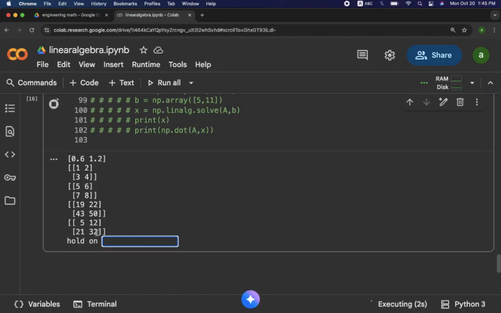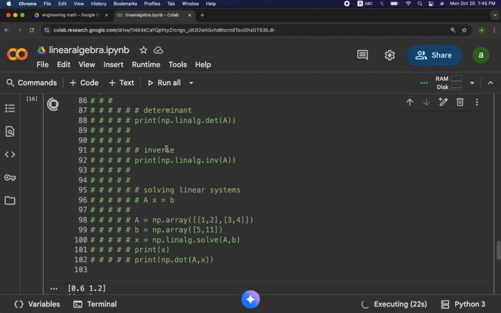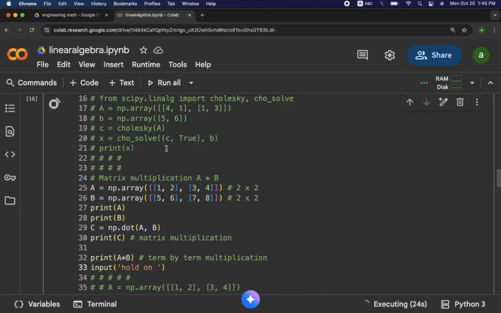We can verify here. So this is the term-by-term multiplication, meaning that 1 times 5, that's 5. 2 times 6, that's 12. And then 3 times 7, that's 21. And then 4 times 8, that's 32. So that's the term-by-term multiplying these two matrices.